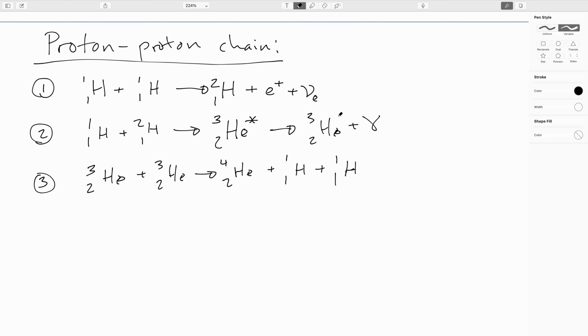So if you count everything up, for every one of these steps, these 2 steps have to run twice. So the net result is that you get 4 protons eventually joining together to become 1 helium nucleus, 2 positrons, 2 neutrinos, and 2 photons, and the whole process was catalyzed by 2 other protons.